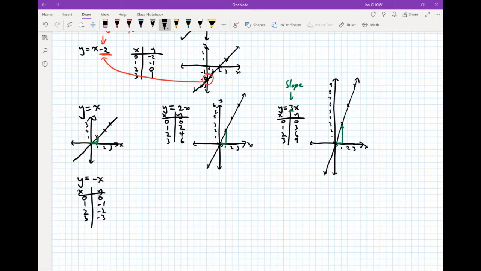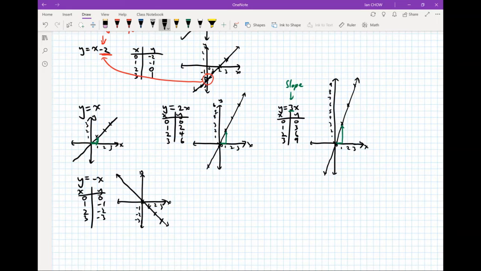Which means that if we now plot our graph, what will it look like? So if x is 1, 2, and 3, negative 1, negative 2, and negative 3, then that is our y, this is our x. So 0, 0, we have 1, negative 1, we have 2, negative 2, we have 3, negative 3. Our line actually is going the other way round.